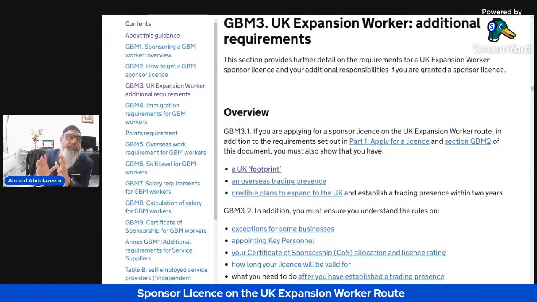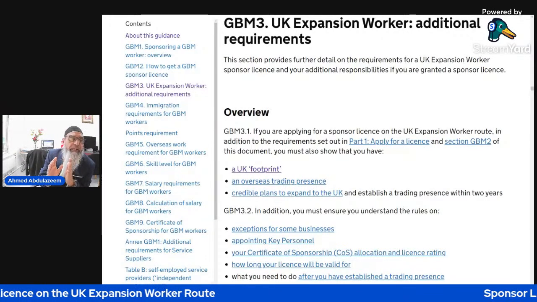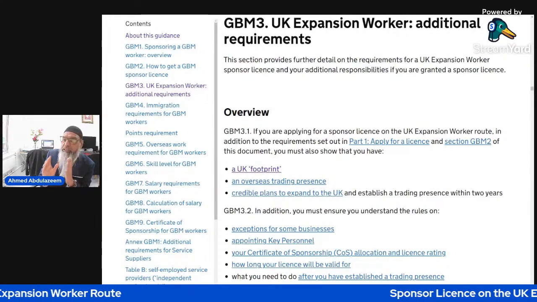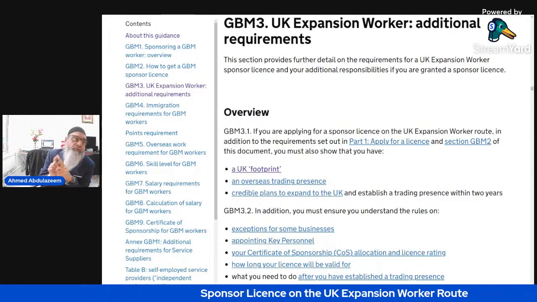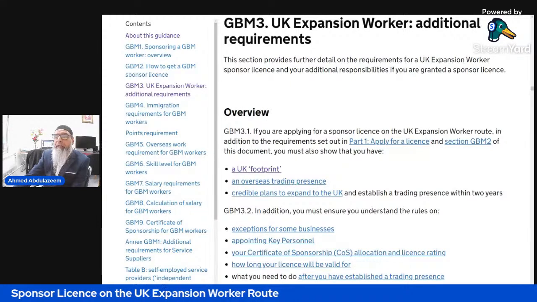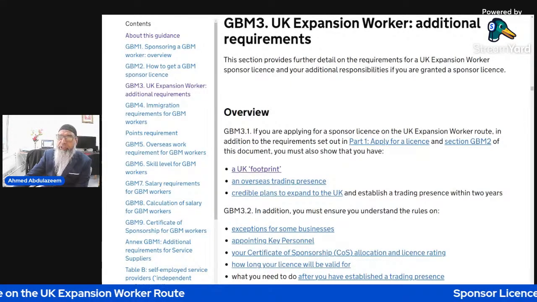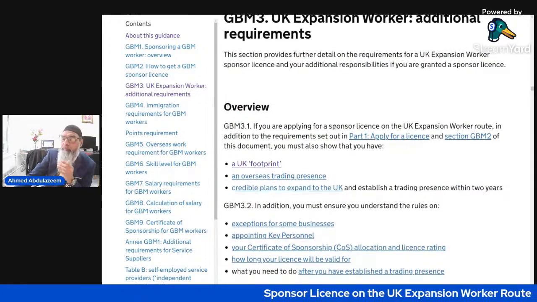This is the official government document which all the applicants, all the overseas businesses and all the UK based branches should refer to. This is the official document, and this is called the GBM3 section. So this gives an overview.